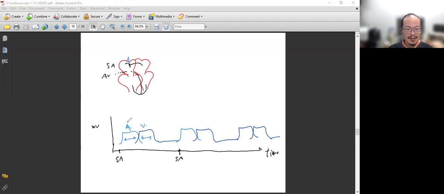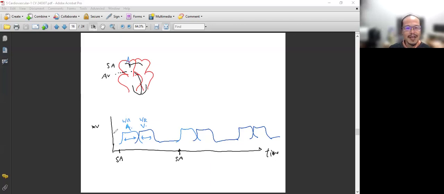Left and right atrium contraction followed by the ventricular contraction, left and right. And then resting. And then SA node, atrium contraction, ventricular contraction, resting. So this is the basic idea about the cardiac cycle. So this is everything you already know.